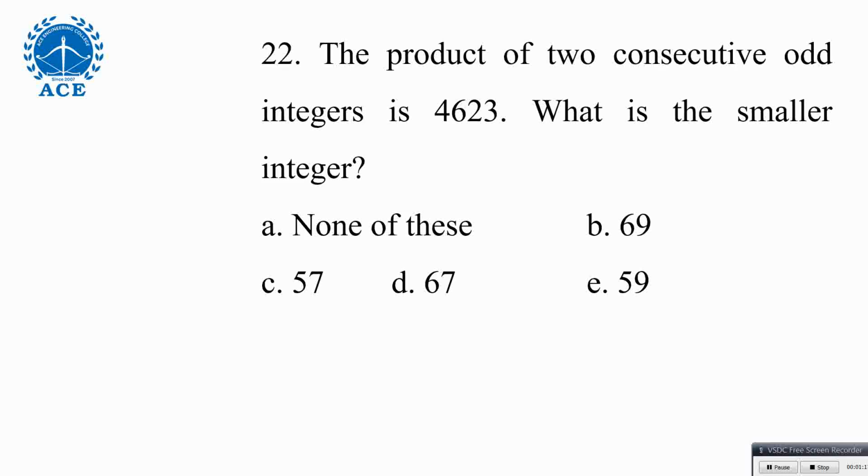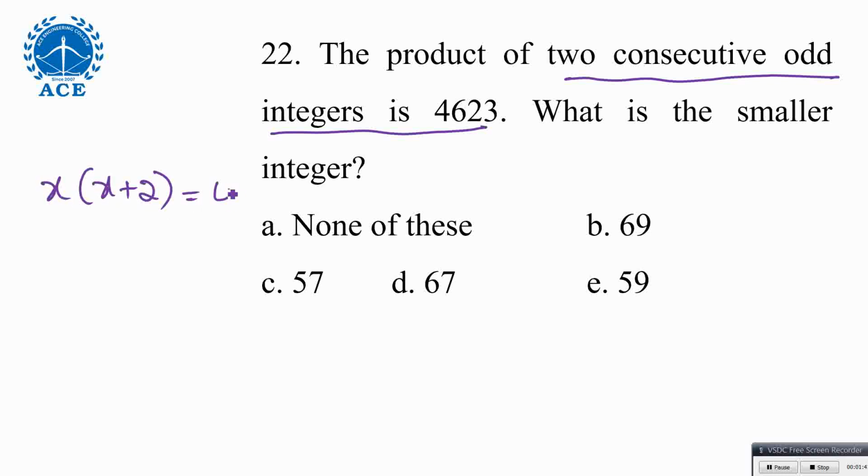Next one. The product of two consecutive odd integers is given as 4623. What is the smallest integer? The smaller integer among those. Two consecutive odd integers, let's say if x is an odd integer, the next one is x plus 2, and the product is given as 4623. You need to calculate the x value.